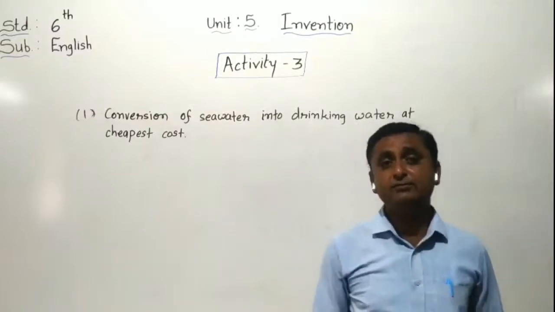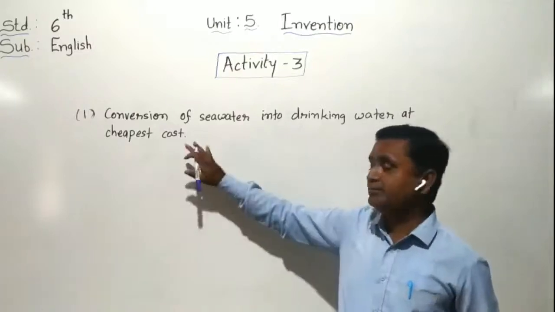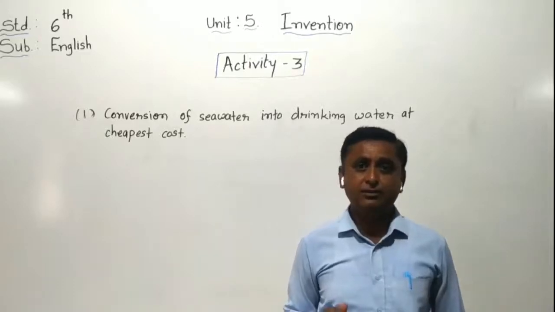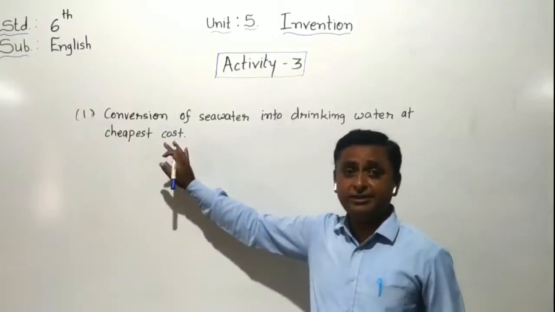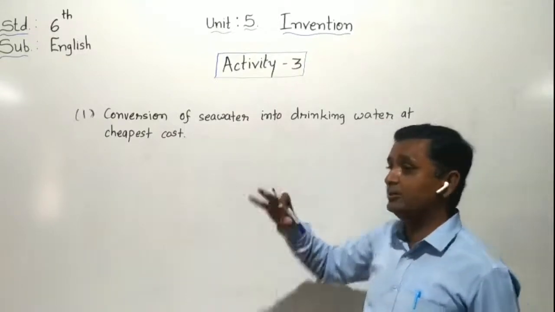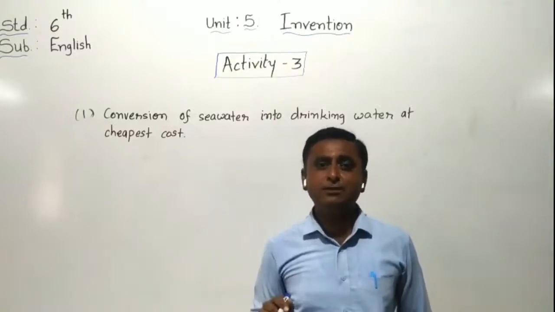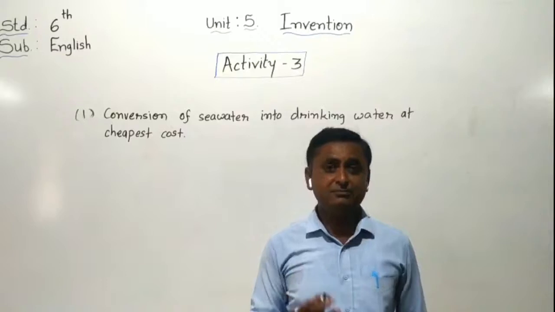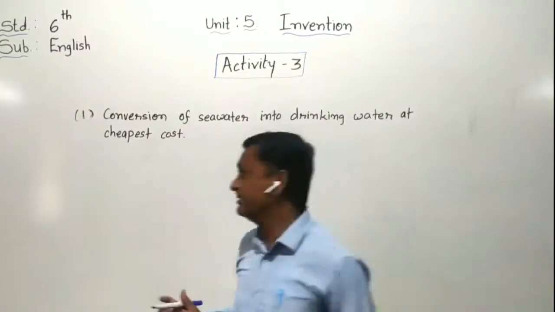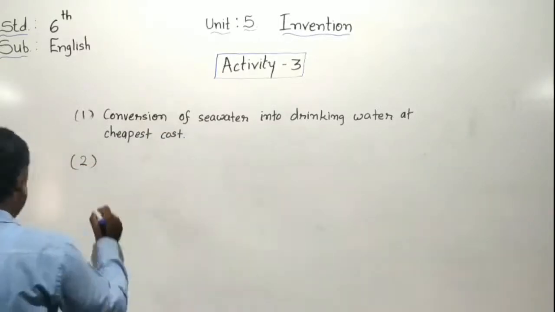It's one problem emerging here on our earth. There are many problems with drinking water. There is a crisis of drinking water on our earth. So the first real problem I write here: conversion of seawater into drinking water at the cheapest cost. If it is possible, then we can convert seawater into drinkable water. So that type of invention must be required. Second real problem I write here. Second real problem is a magic phone.